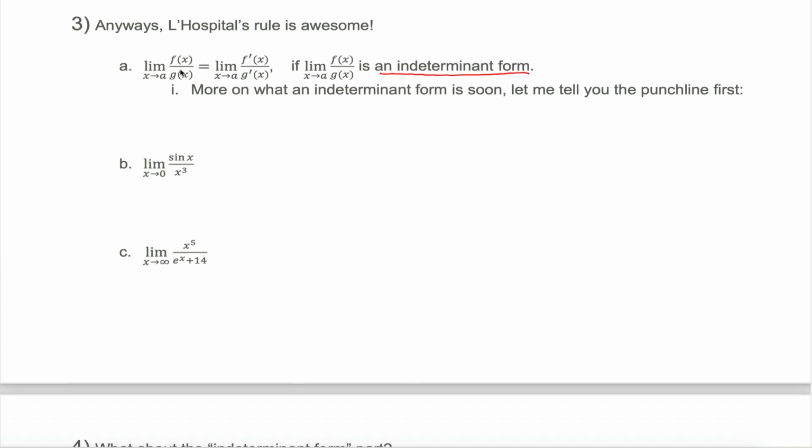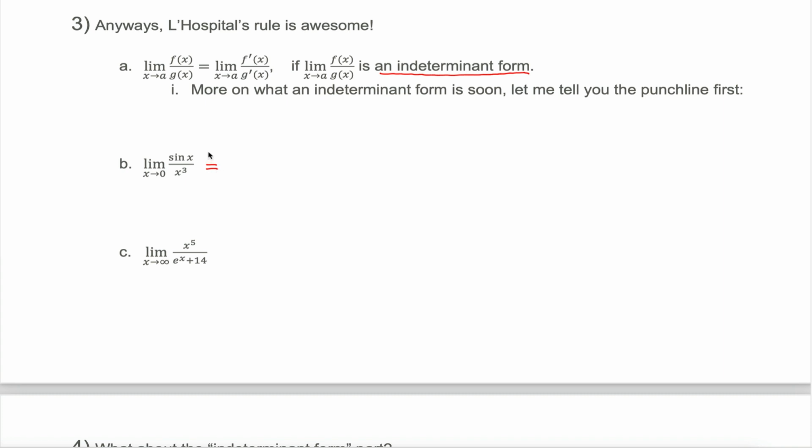When you have an indeterminate form, instead of evaluating that limit, you can evaluate the limit of the quotient of the derivatives. What am I talking about? The limit as x approaches 0 of sine of x divided by x cubed is an indeterminate form. Again, I know that I owe you a better explanation of why it's an indeterminate form, but maybe for now you'll trust me. Because we have an indeterminate form, we can use L'Hopital's rule.